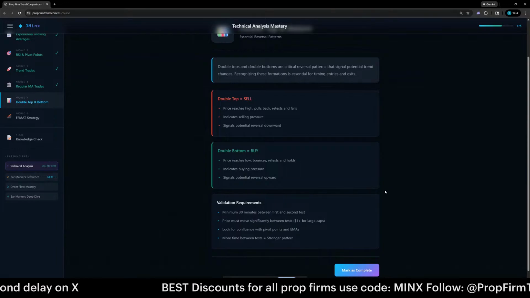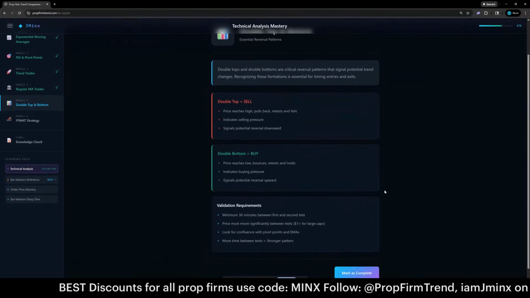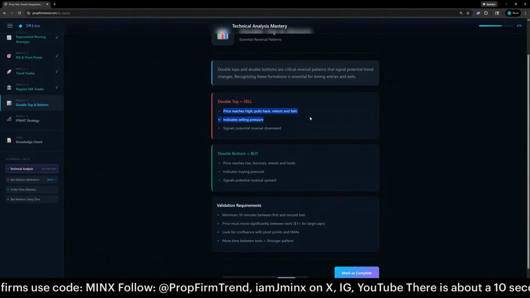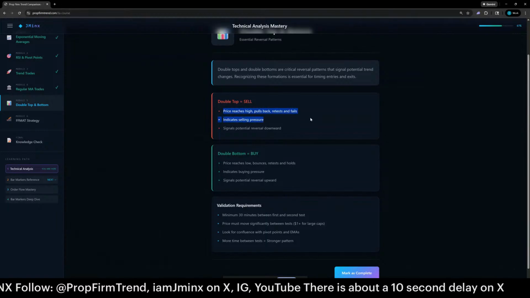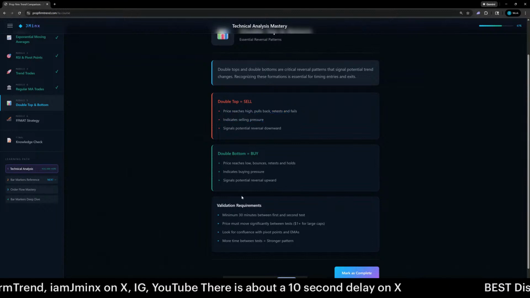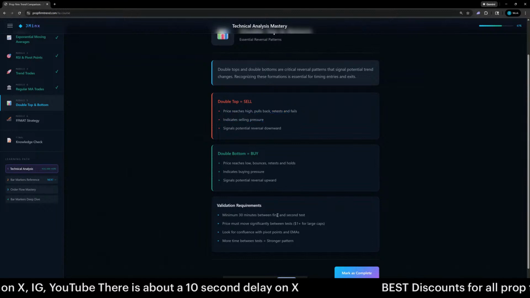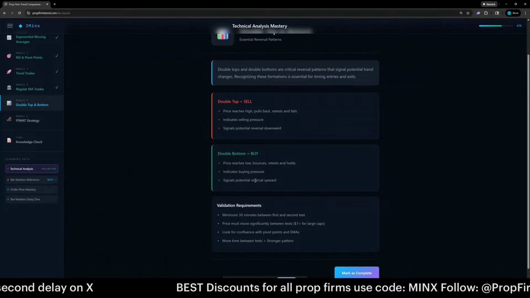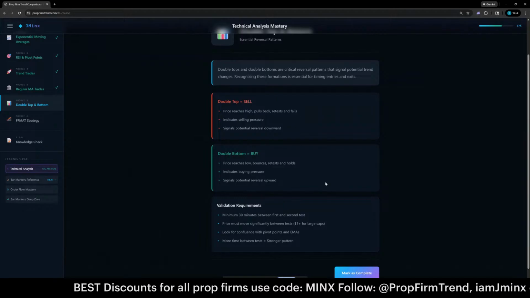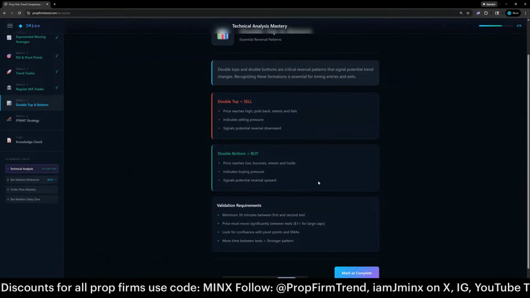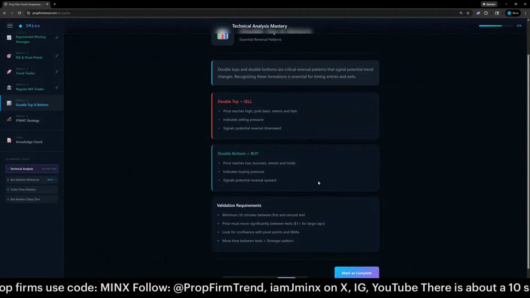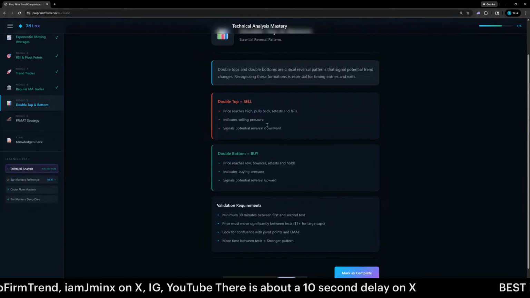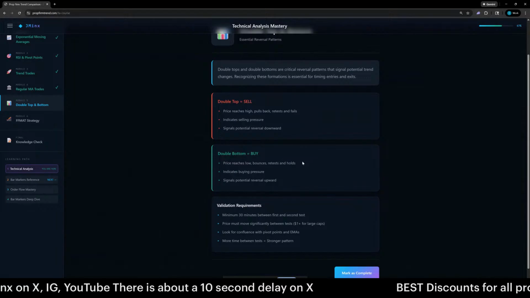Okay, so double top and double bottom. That's also another thing that I look at. There are validation requirements for this, meaning it needs to be a minimum of 30 minutes between the first and second test. If it's been 10 minutes, if it's been 20, that's not really a double top or double bottom. You also want the price to move significantly between the two before you would take a trade there.